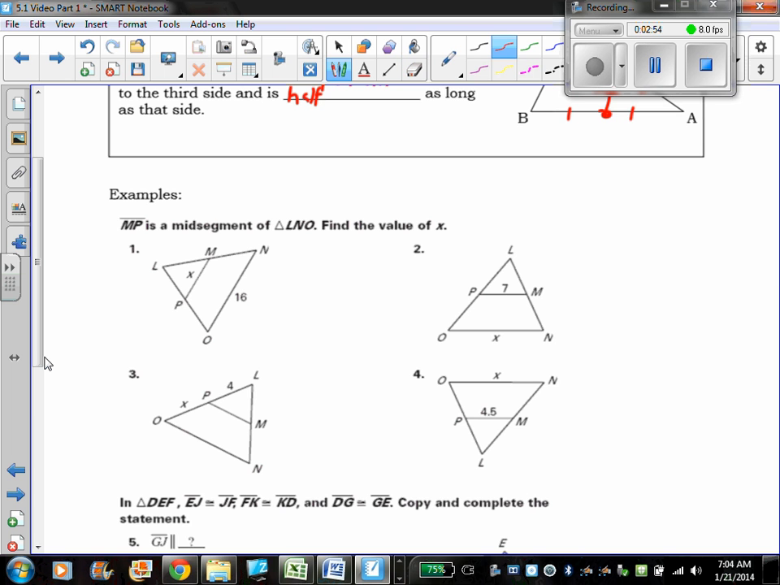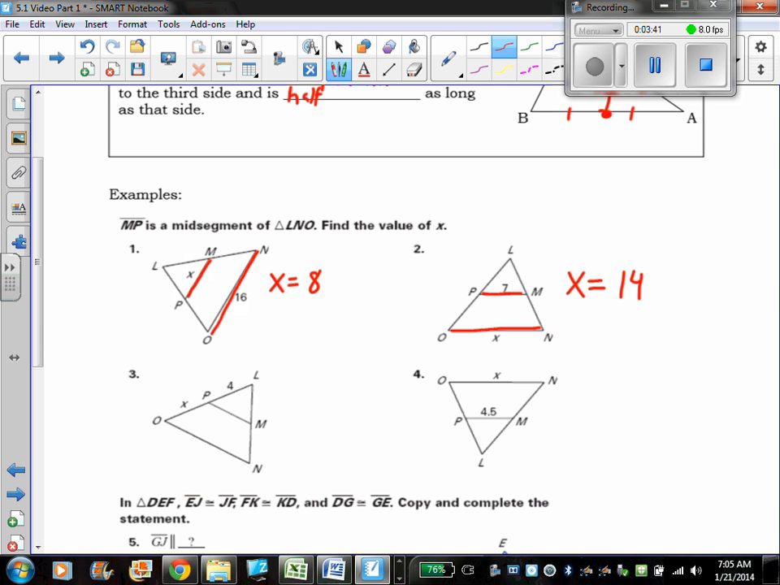So we're told in this first one that MP is a mid-segment of triangle LNO in all of these cases, and we need to find the value of x. Well, using the mid-segment theorem, if we know that this side here has a length of 16, MP is a mid-segment of that triangle, and we know that from the theorem, it's going to be half the length of the side that it's parallel to, and it's parallel to the side of length 16, so that means that x has to be 8. Looking at this next example, we're given the mid-segment and we're asked to find the side. This side, the parallel side to that mid-segment, is going to be twice as long, so we know that the side has to have a length of 14.